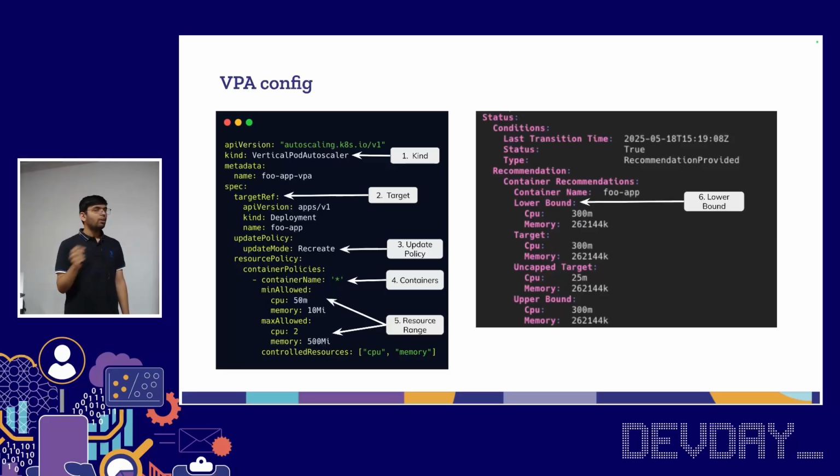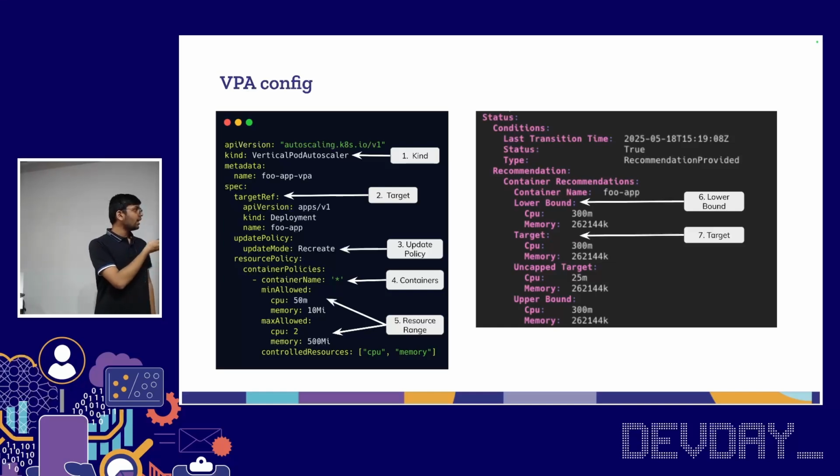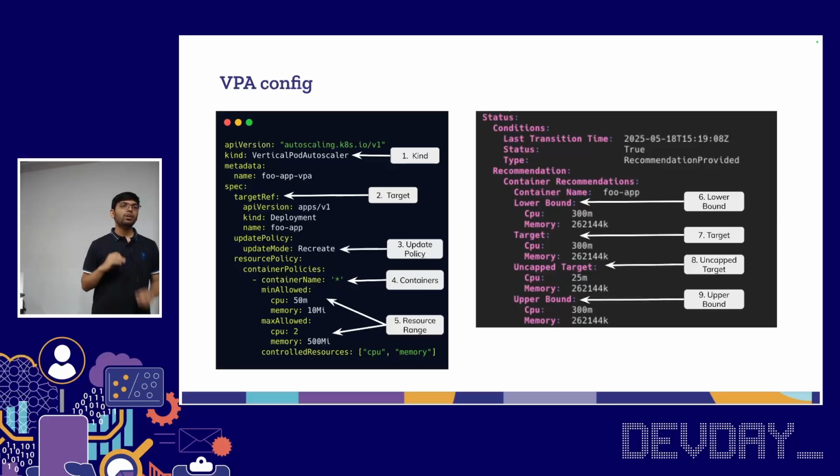So this is about what the updater does, right? What the updater will do is, the recommendation has lower bound, upper bound and target. Okay, I will be talking about uncapped target later. So it has lower bound, upper bound and target, these three things, right? The updater will look at the pod's current metric. If it lies between lower bound and upper bound, it doesn't have to do anything, right? But if it's beyond that, it will kill that pod, and that's where the new pod will get scheduled with the target value, right?